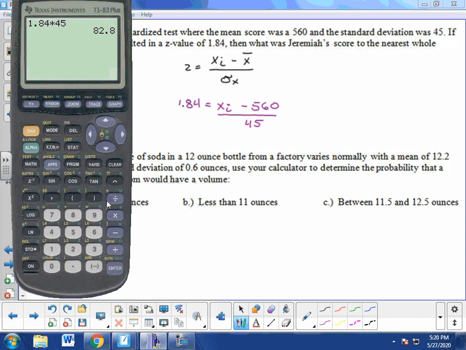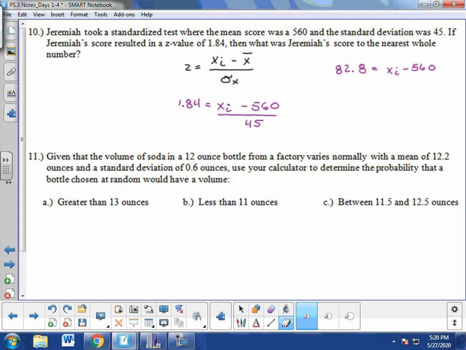Let's multiply both sides by 45. So 82.8 is going to be equal to that data point minus 560. Now I can add 560 to both sides. And so I would get 643.8. We want to round to the nearest whole number to get a score here. His score was a full number. So 643 is Jeremiah's score.